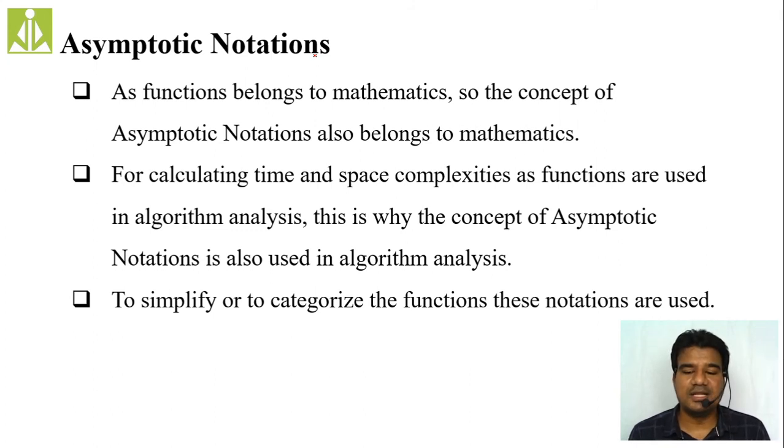So for calculating the time and space complexities, as functions are used in algorithm analysis, this is the reason why asymptotic notations are also used in algorithm analysis. Okay, we are using asymptotic notations whenever we are finding the time and space complexities of an algorithm. How are these asymptotic notations helpful? To simplify or to categorize the functions.